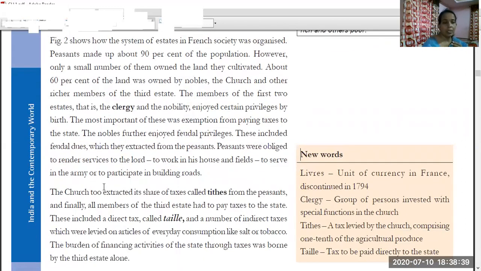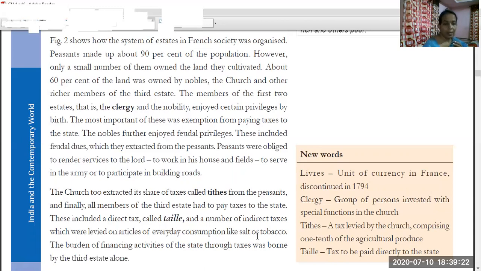We will see here. The church extracted its share of taxes called tithes. For the church, the tithes were paid by the third estate, from the peasants, and finally all members of the third estate had to pay taxes to the state. This includes the direct tax, tallage, which is the tax paid to the state, and a number of indirect taxes which were levied on articles of everyday consumption like salt or tobacco.